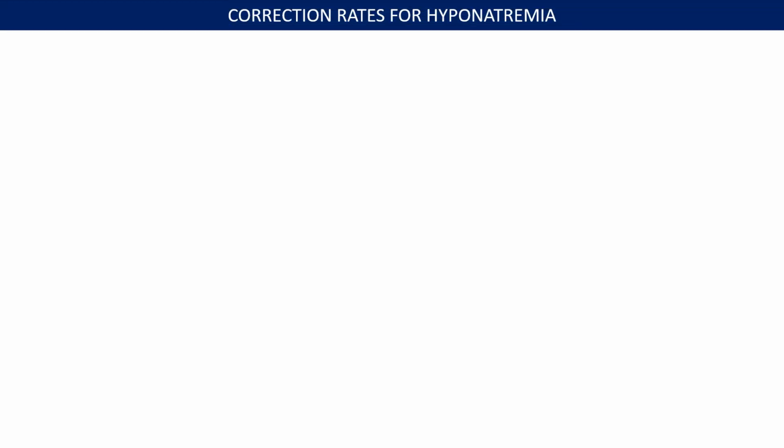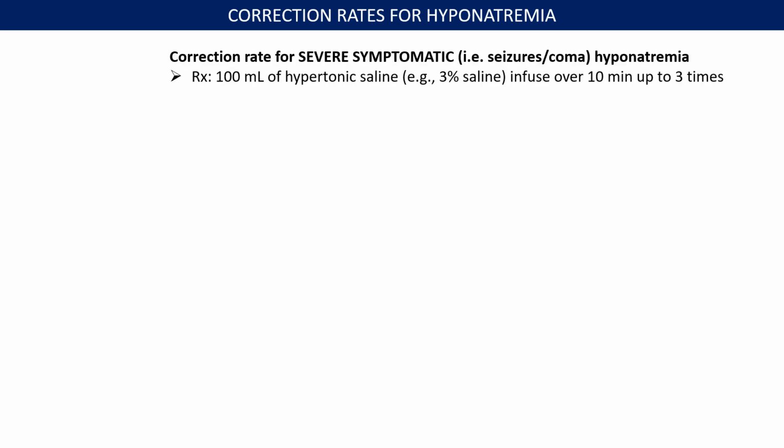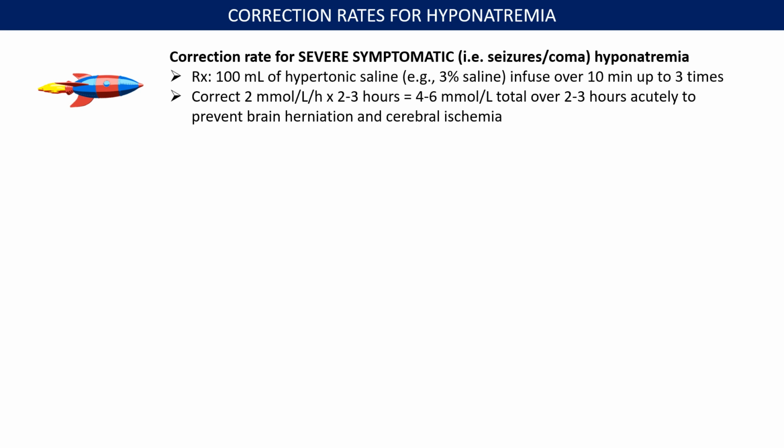How fast can we correct hyponatremia? In severe hyponatremia, when patients present with seizures and/or coma, rapid correction with hypertonic saline is indicated. The rate of correction may be as fast as 2 millimoles per liter per hour for 2 to 3 hours, or a total of 4 to 6 millimoles per liter within 2 to 3 hours. It has been suggested that a 5% increase in the serum sodium concentration can substantially reduce cerebral edema. Even seizures can be corrected by an increase in serum sodium concentration of 3 to 5 millimoles per liter.